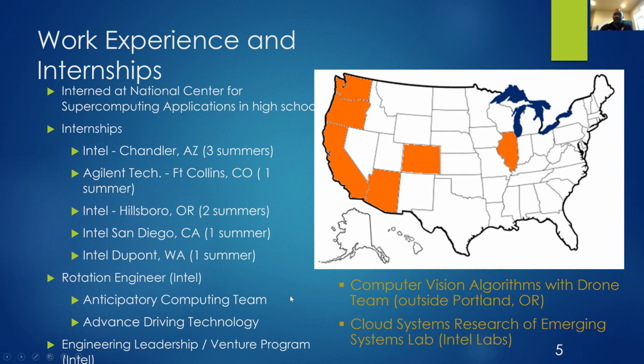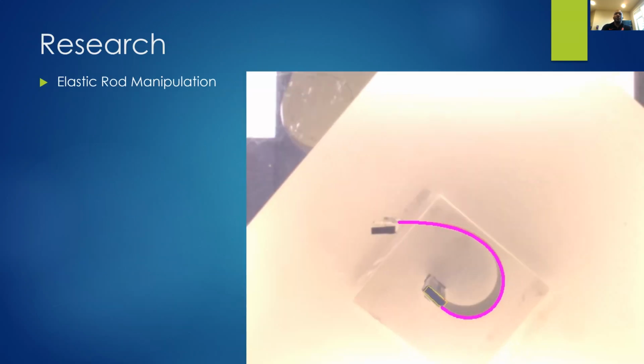After that, I worked with the drone team at Intel, and that led to the cloud systems research team, part of the emerging systems lab within Intel. Most of my professional career has been driven mostly by computer vision, but also understanding robotics and industrial systems, and what a robot in a manufacturing plant needs, especially that visual information. So yeah, we'll talk a little bit.